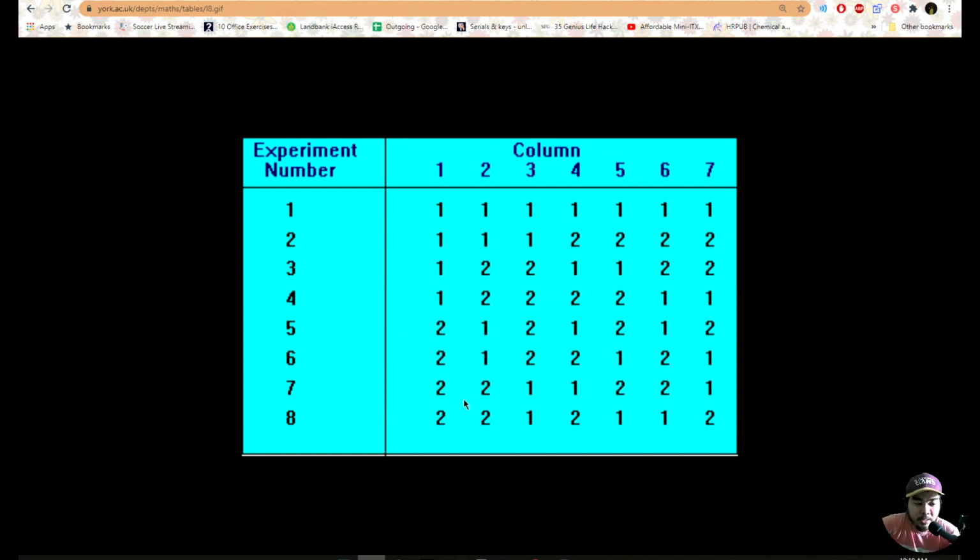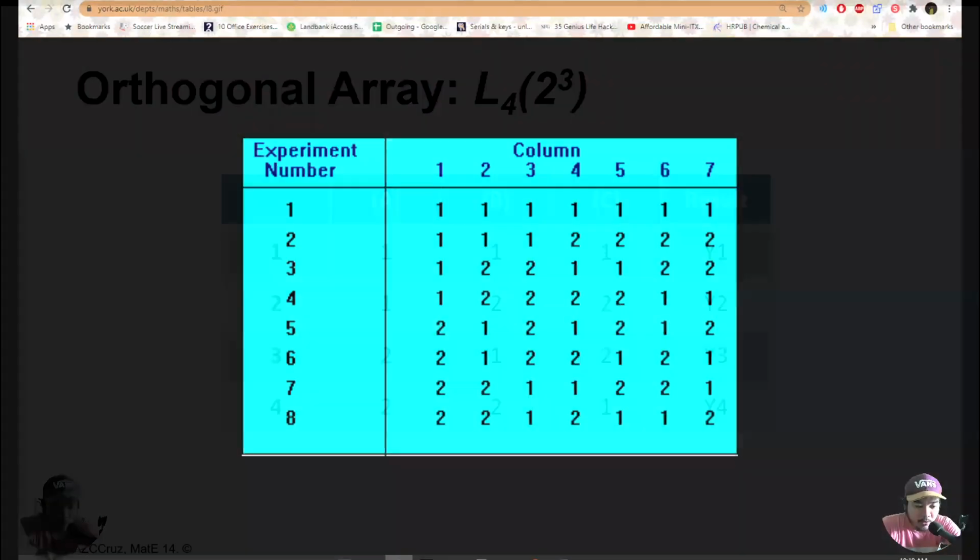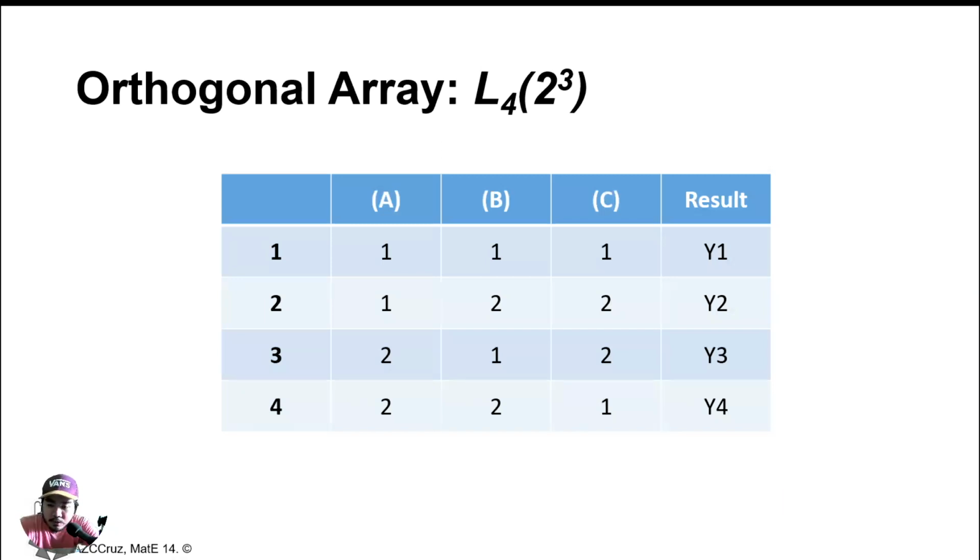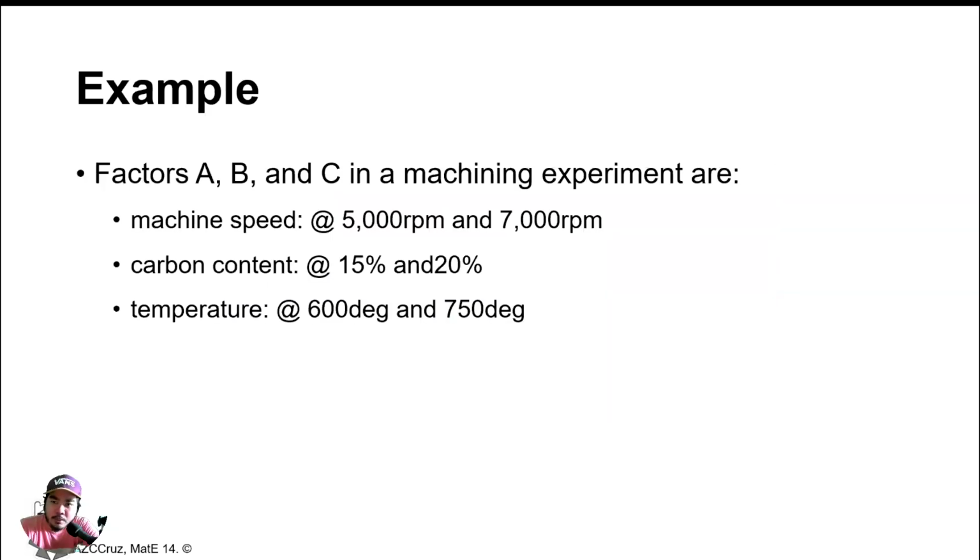So when we construct the table for factor settings, it's usually in terms of level 1, level 2, level 3, so 1, 2, and 3. We use positive integers. Okay? I'll show you later what it looks like. But this is an example of an orthogonal array, an orthogonal array for L4, 2 to the 3. Is there another one? I can probably show you more.